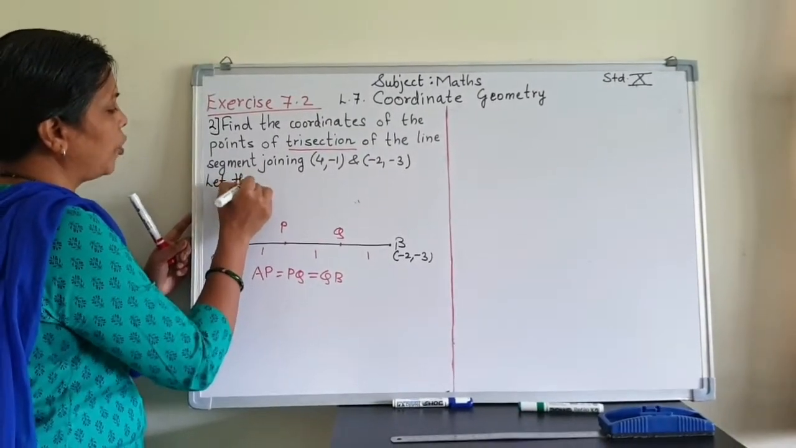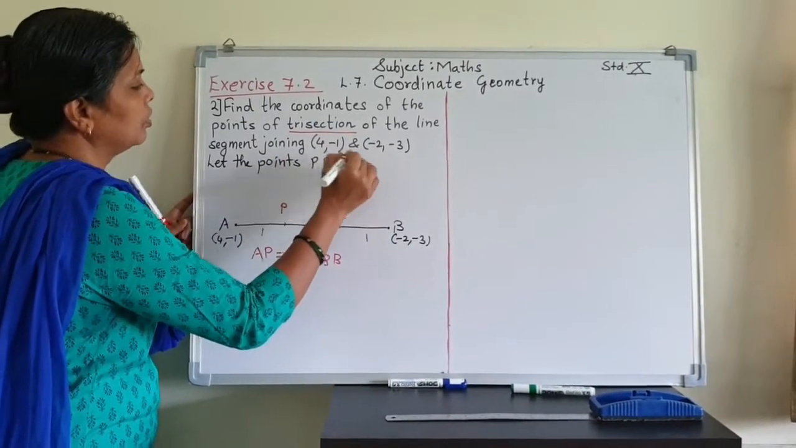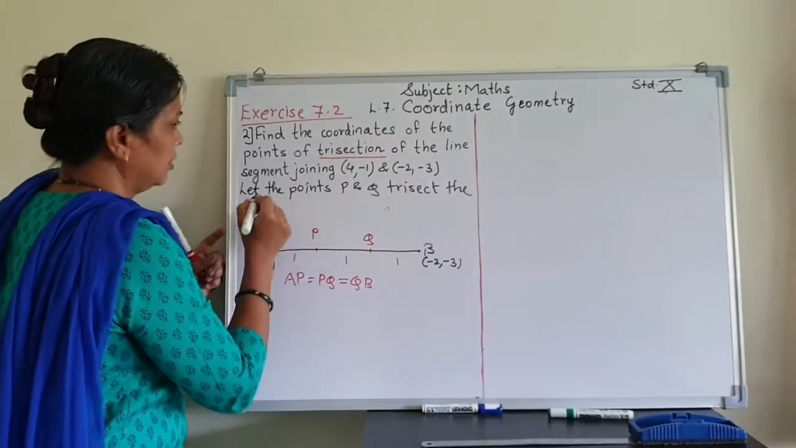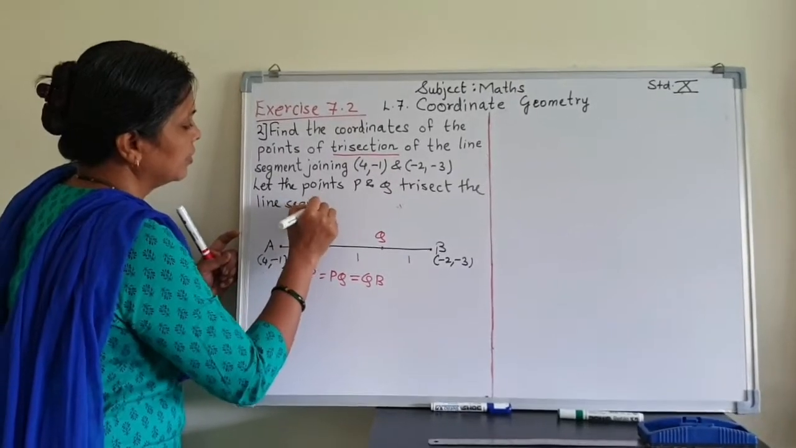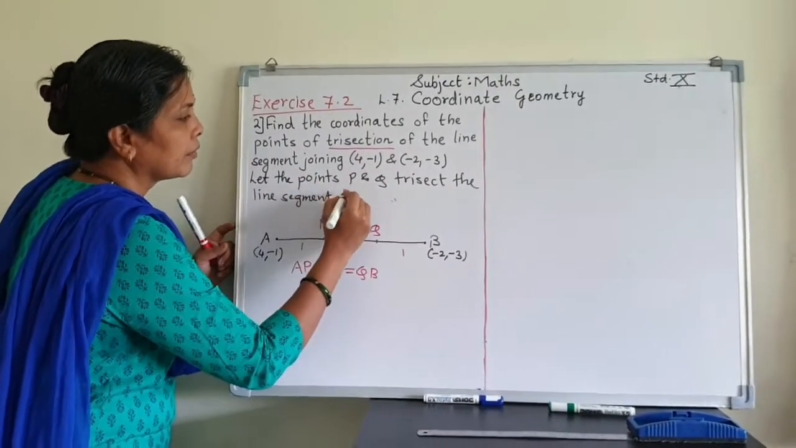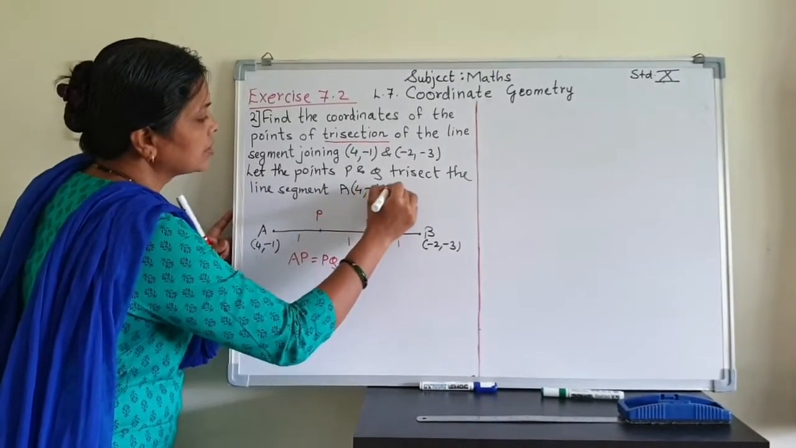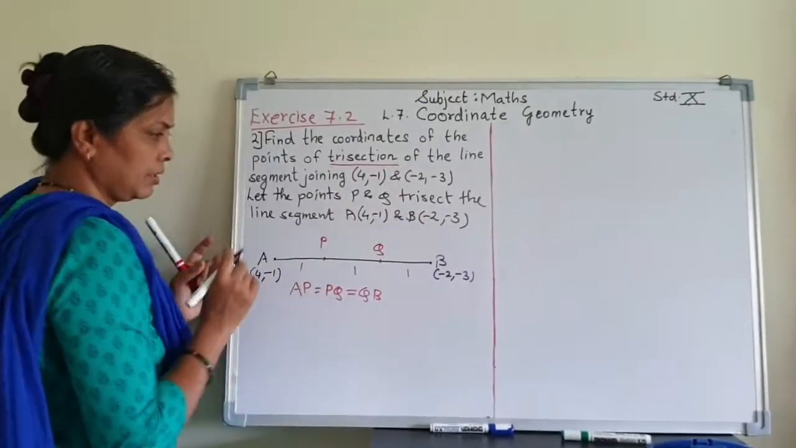Right? So, let's write it in statement form. Let the points P and Q trisect the line segment A with coordinates (4, -1) and B with coordinates (-2, -3). Right?